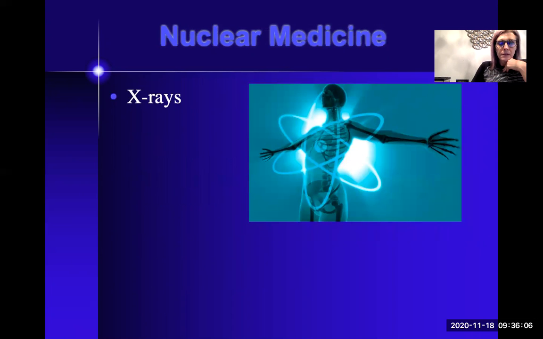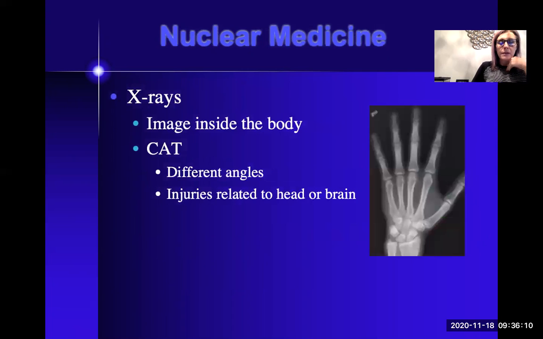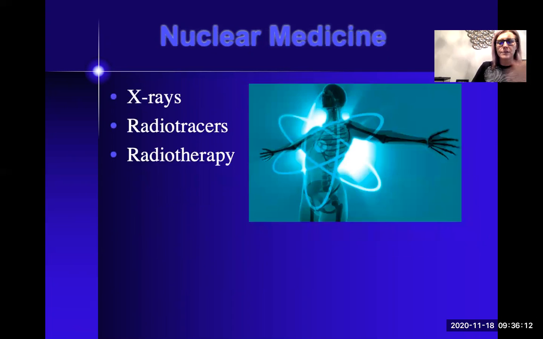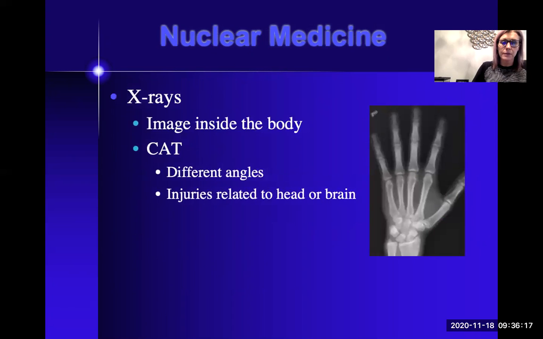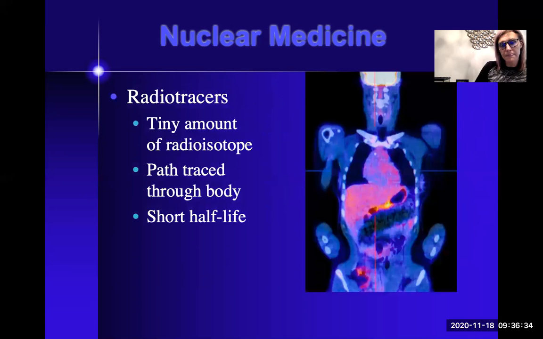Nuclear medicine includes X-rays, radio tracers, and radiotherapy. They use radioisotopes in medicine. You know what an X-ray is. I'm sure everyone's had one. It's an image inside the body. CAT scans are also a type of nuclear medicine. They look at different angles. Miss Flaherty's famous eyeball picture is a CAT scan, and it's for injuries related to the head or brain.